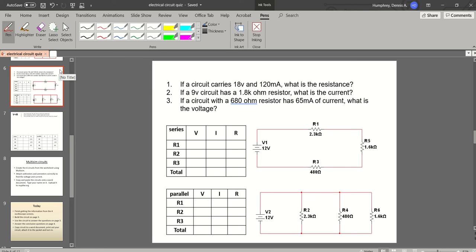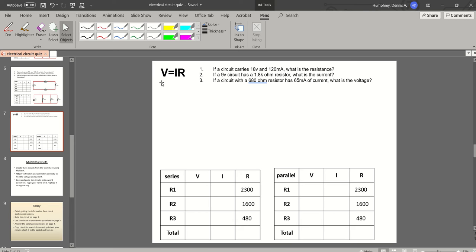Okay, so here's what we have. I've got it on a slide over here. I've got the things back up here. So again, V equals IR. So for number one, I want to know the resistance. So R is going to equal V over I.